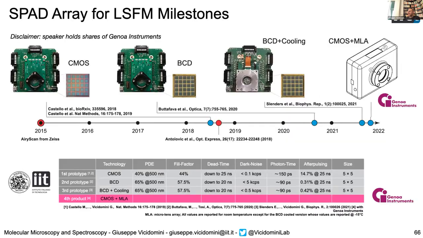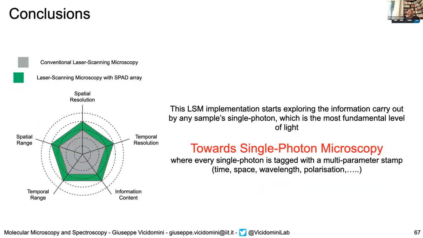Finally, the most important thing is that this kind of system, I think for the first time, gives you the possibility to get access to some single photon information that is typically discarded in a conventional microscope. Not only temporal information, but spatial information. So I think that we are ready to move from the era of single molecule to the era of single photon microscopy.